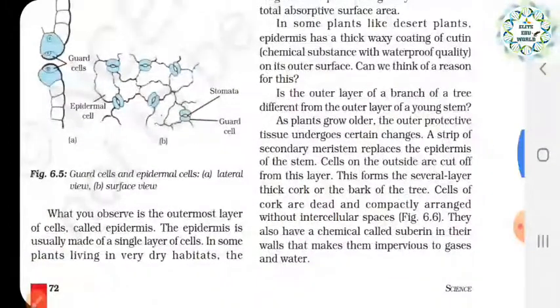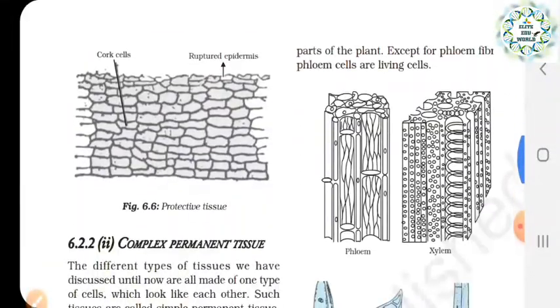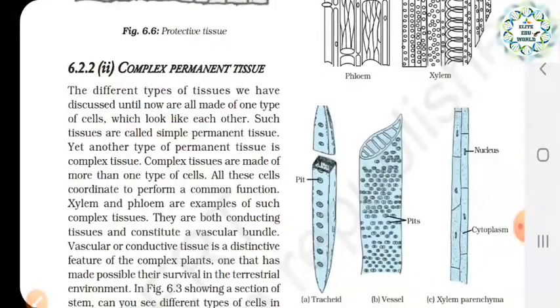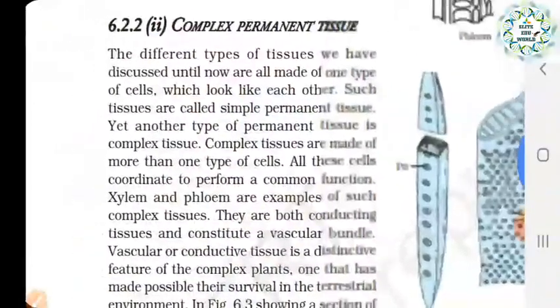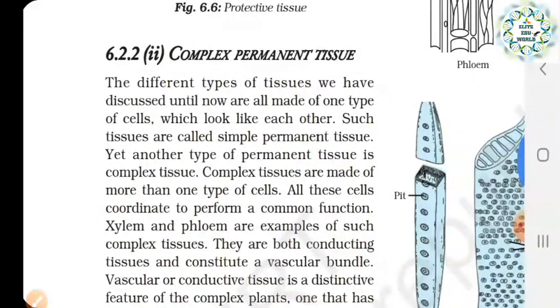Then we have covered the points related to the second type, that is complex permanent tissue. And why is it called complex permanent tissue? Because it is made by more than one type of cell. In simple permanent tissue it is made by the same type of cells. But in complex permanent tissue there are different types of cells. They come together, coordinate with each other and perform the same function. So it is called complex permanent tissue.